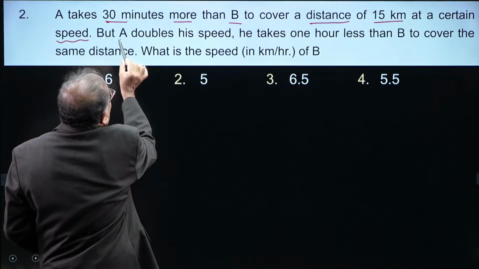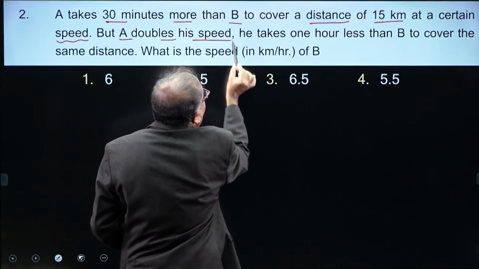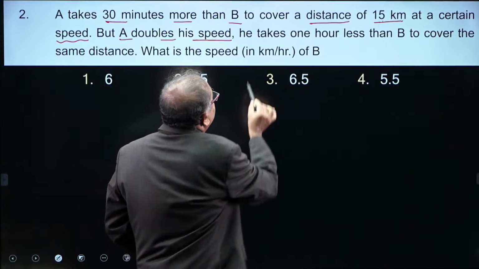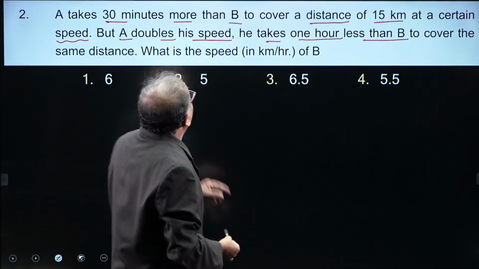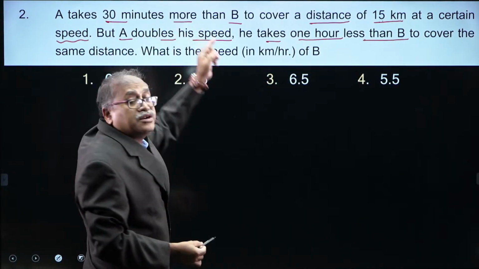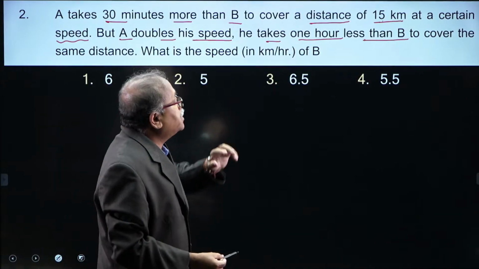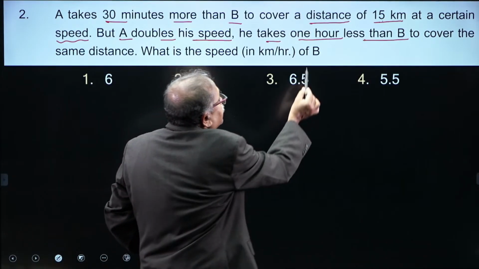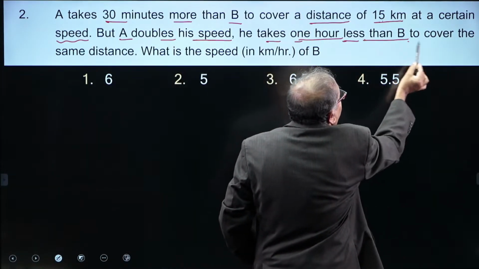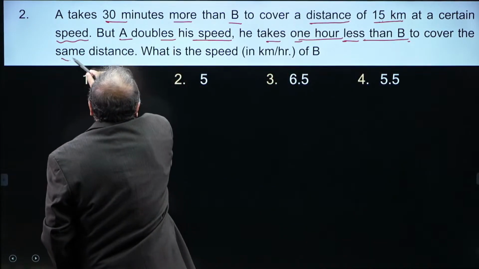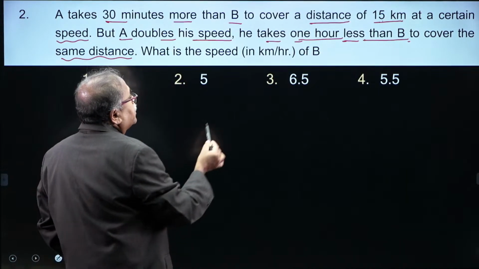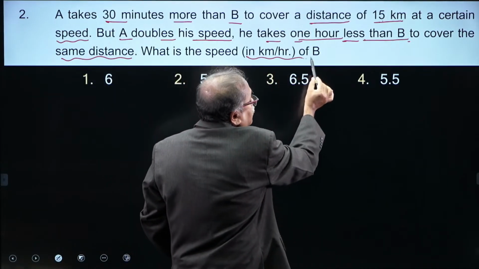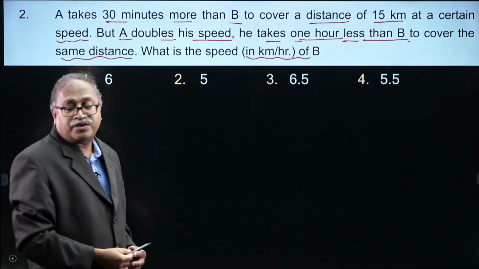But A doubles his speed. When A doubles his speed, he takes 1 hour less than B. In the first case, A takes 30 minutes more, but if A doubles the speed, he takes 1 hour less than B to cover the same distance. Now, the question is, what is the speed of B in kilometers per hour?